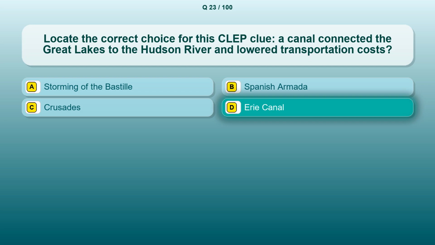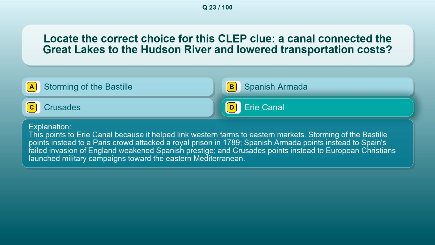The correct answer is option D, Erie Canal. This points to Erie Canal because it helped link Western farms to Eastern markets. Storming of the Bastille points instead to a Paris crowd attacked a royal prison in 1789. Spanish Armada points instead to Spain's failed invasion of England weakened Spanish prestige, and Crusades points instead to European Christians launched military campaigns toward the Eastern Mediterranean.